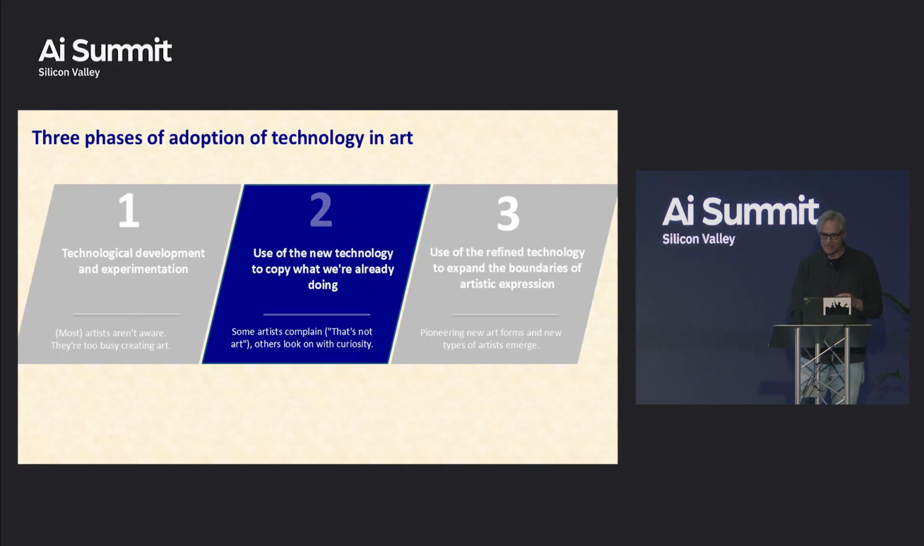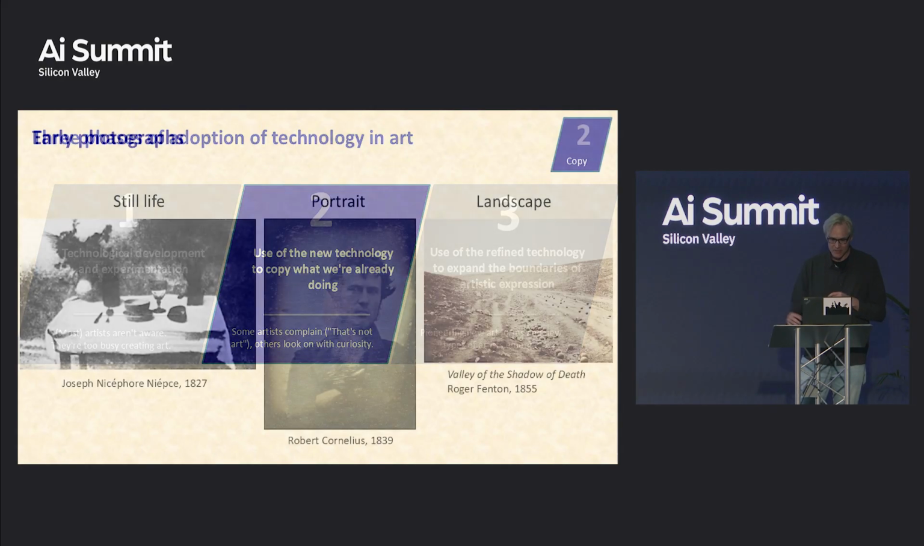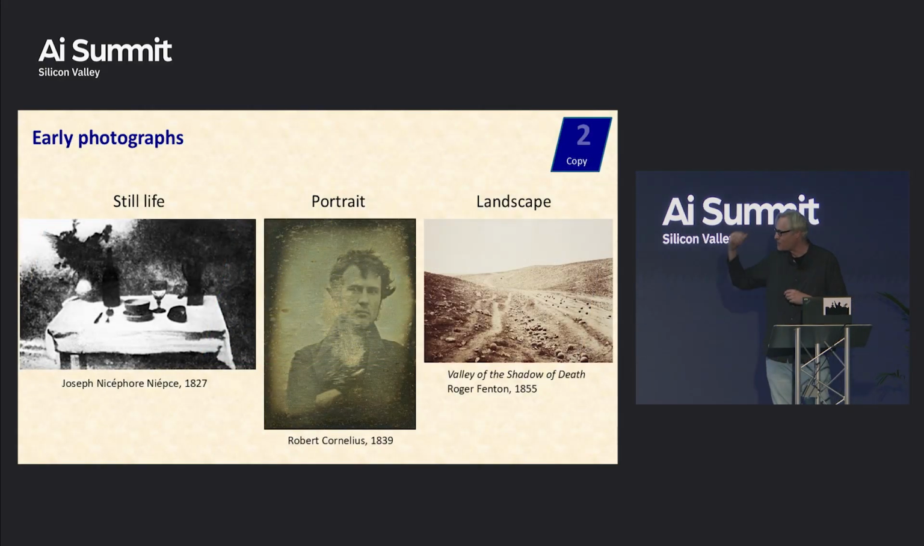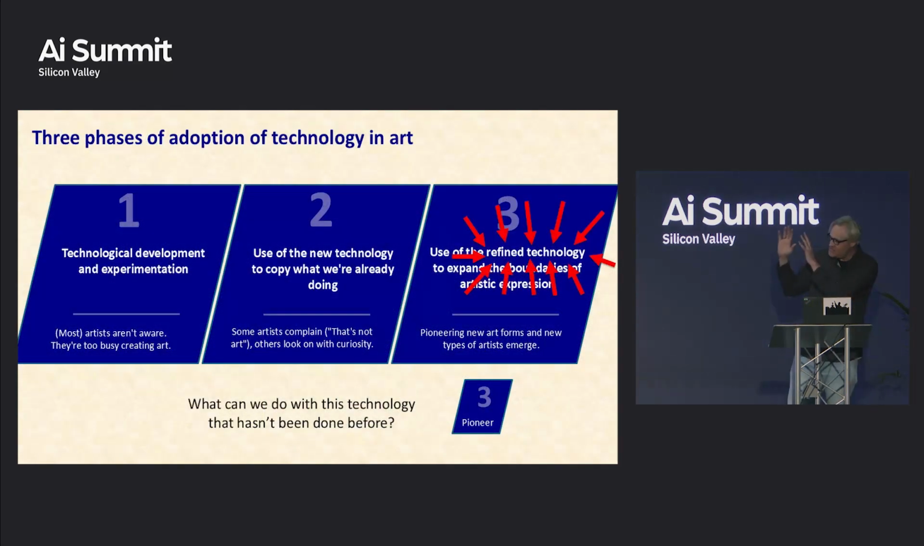Back to our 3 phases. Initially, photography was used to just copy what painters were doing. That's why you get the complaints from painters. Some examples, we have still life, a portrait, a landscape. These are from the dawn of photography. That one in the middle there is the world's first selfie of Robert Cornelius in 1839. Painters had been doing these for centuries. But it was going to take a new breed of artists to invent the art of photography and move beyond phase 2 into phase 3.